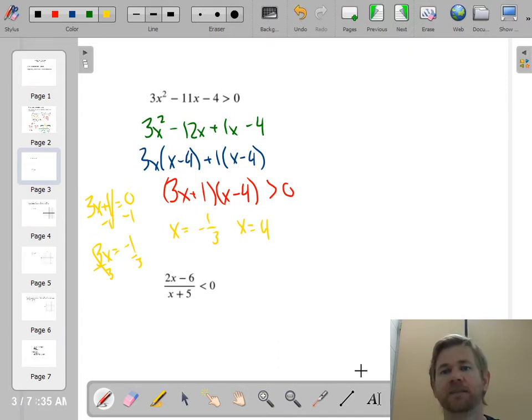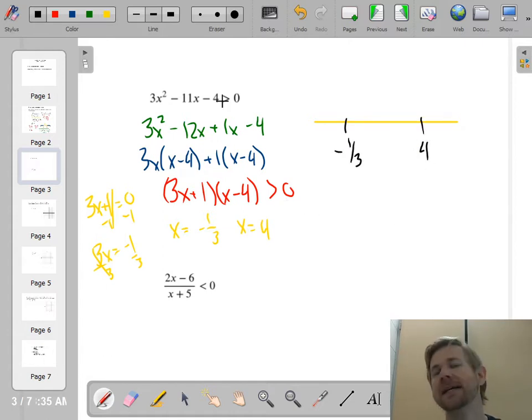It's a two-step equation. So let's draw a number line, and we're going to put our points of interest at negative 1/3 and positive 4 on the number line. Since it's strictly greater than, plugging these in gets you 0, and again, 0 is not greater than 0, so these are both open circles. And now we're going to make our sign chart.